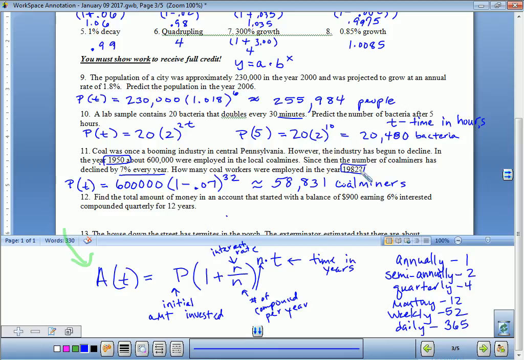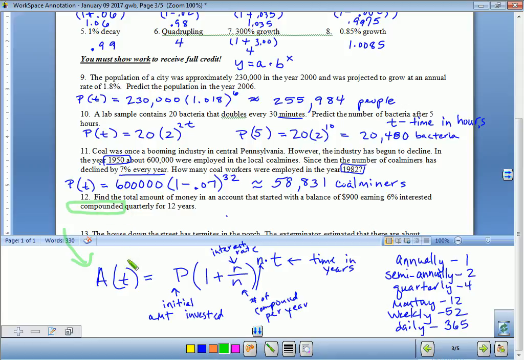All right, now the next question, number 12, has to do with compound interest. When you see the word compounded, that tells us to use the compound interest formula. There are several times that interest is compounded. In this case, the compounding is to our benefit.